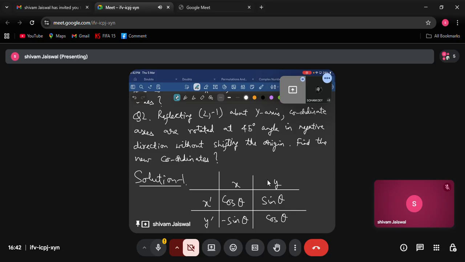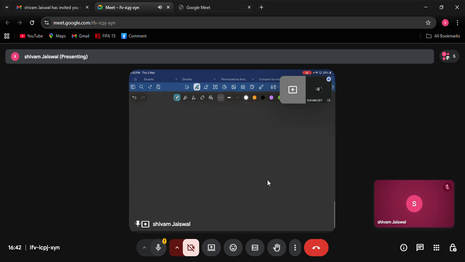Yes. So the second answer is coming out to be x is minus 1 by 2 and y is minus root 3 by 2. Okay. Next, another question, everyone.